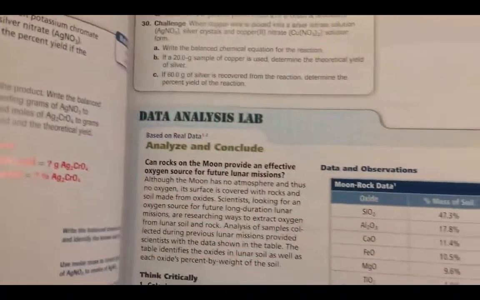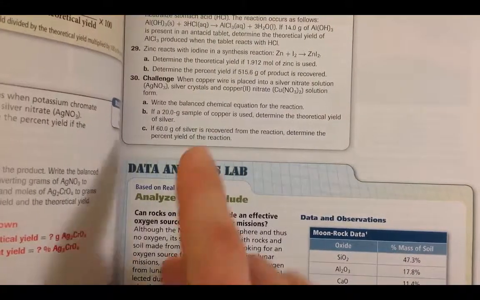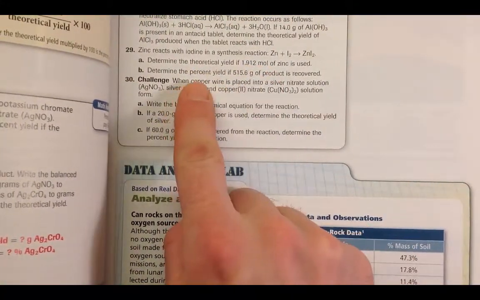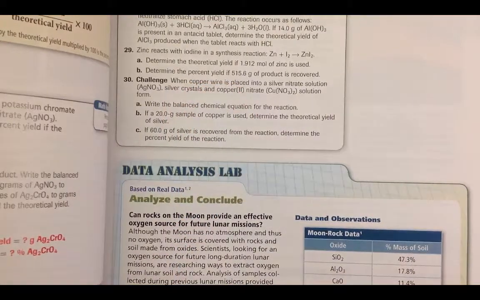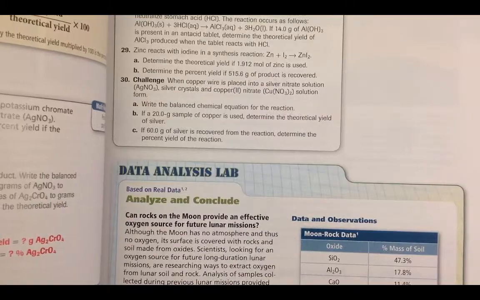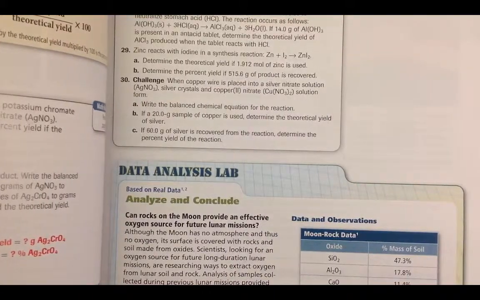All right, so problem 29 from homework 28 says the following. Zinc reacts with iodine in a synthesis reaction. Determine the theoretical yield if 1.91 moles of zinc is used. Determine the percent yield if 515.6 grams of product is recovered. Mr. Kirsten, I have no idea what you just said. What is going on here?